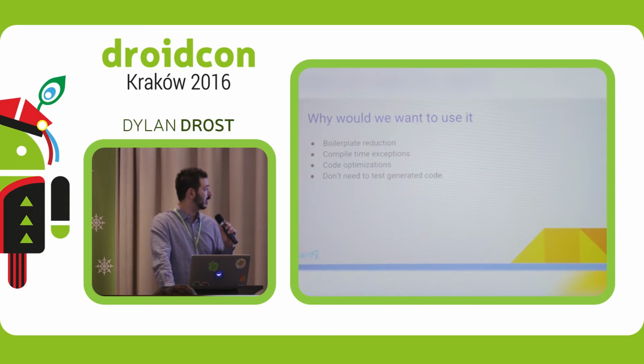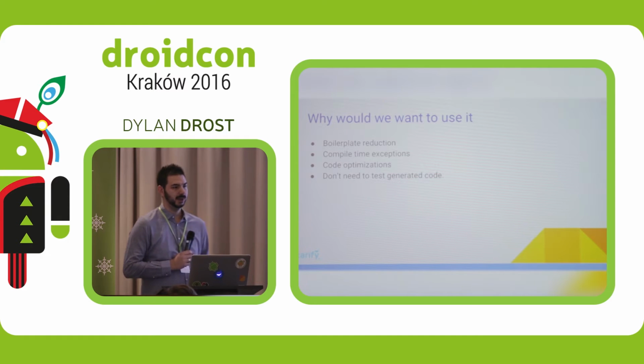Also, a big thing is code optimization, because the code that gets generated is actual Java code. You can run it through ProGuard or DexGuard or any tool like that, which does the optimization on the bytecode and should make your application a bit faster.